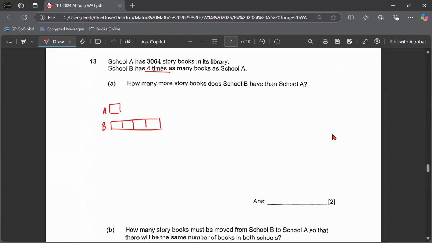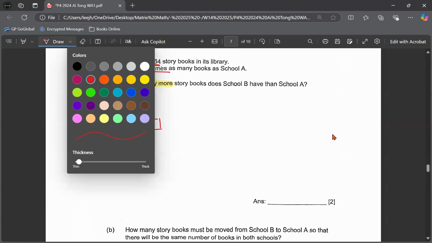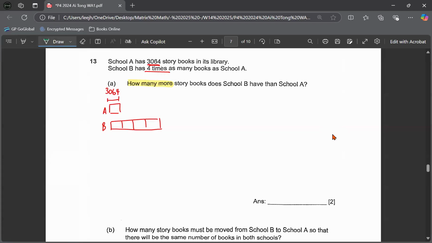And we know that A has this number of storybooks. So this is 3064. The question is asking me how many more does B have than A? So when you look at this, you can see that B has more than A by this amount.